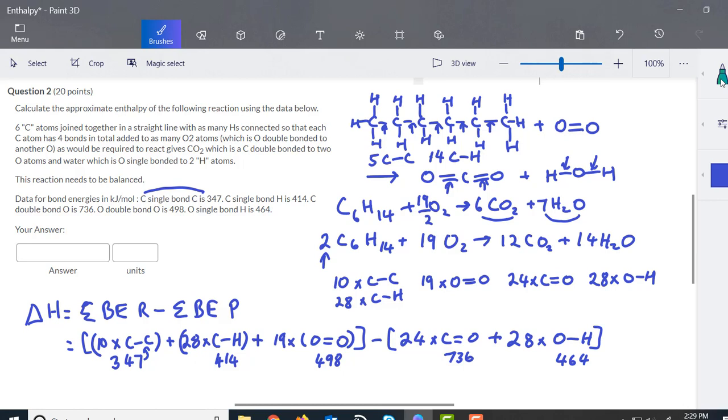So all we would have to do then is just go ahead and add all these together, subtract all of these. Let me just put a little thing underneath here. So it'd be 10 times 347, 28 times 414, 19 times 498, and then subtract 24 times 736 and 28 times 464. I'll leave you to do the math on that, but that's the basic method that you'll use.